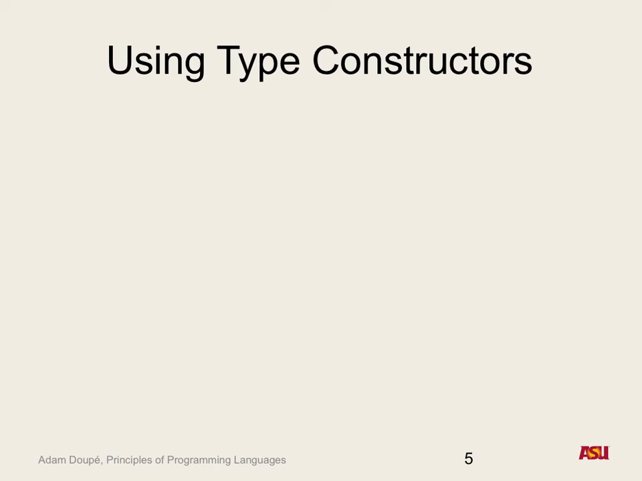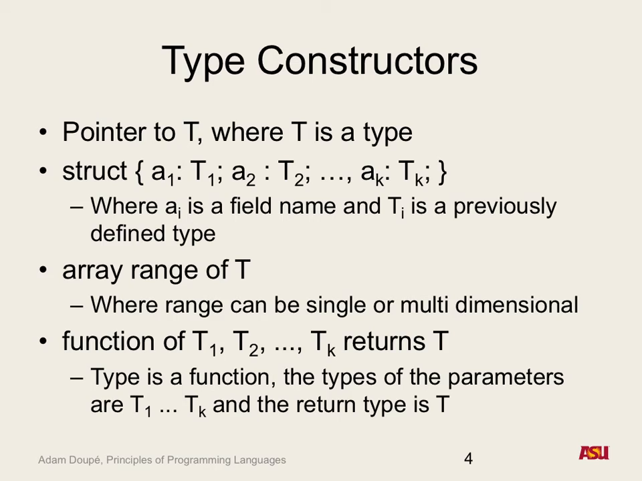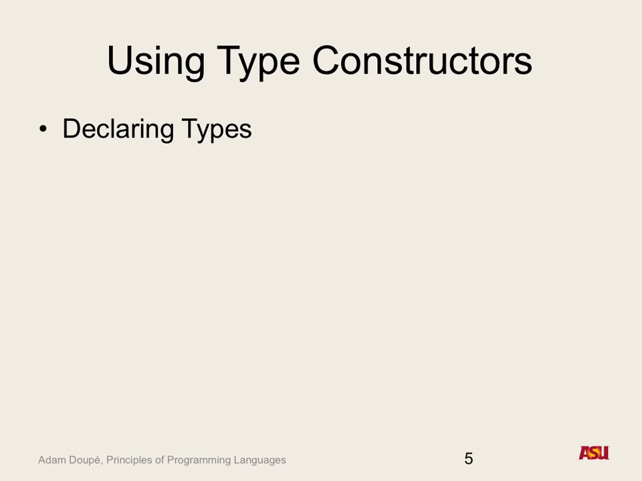we've been talking about type systems generally, and more specifically, we've been talking about what the different components of a type system are and what makes up a type system. So we've seen different ways to actually create new types, right? So we're defining this very simple type system that has pointers, structs, arrays with ranges, and functions, right? Very simple. So now the question is, how do we actually use type constructors?